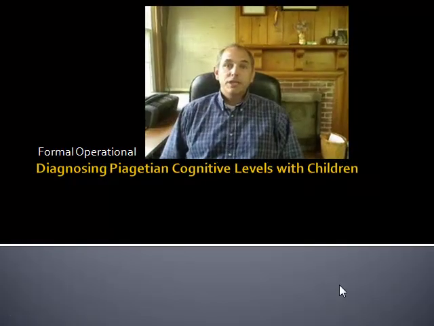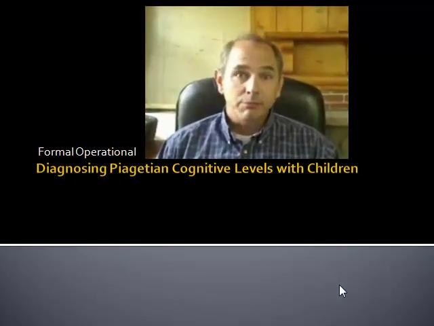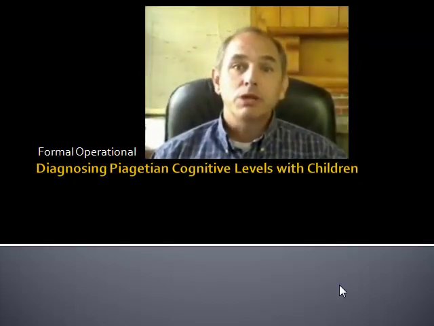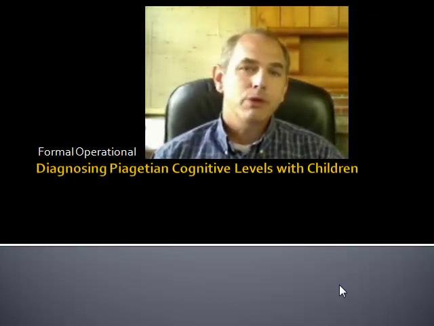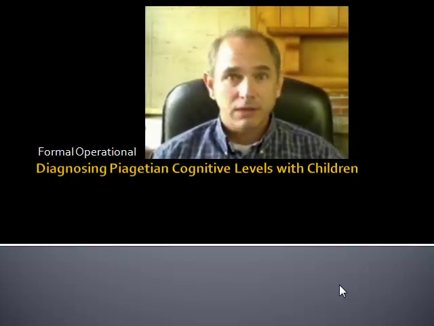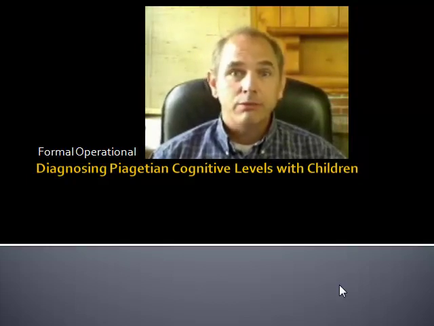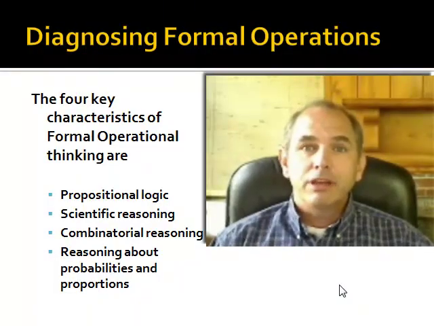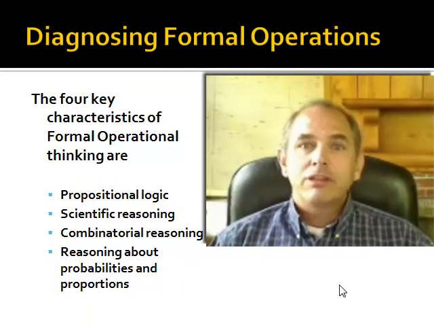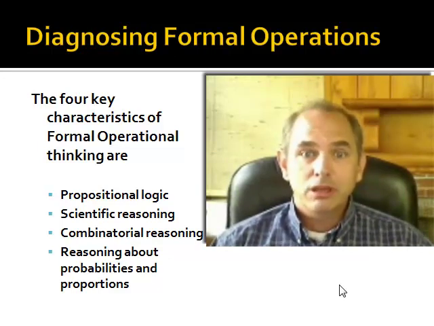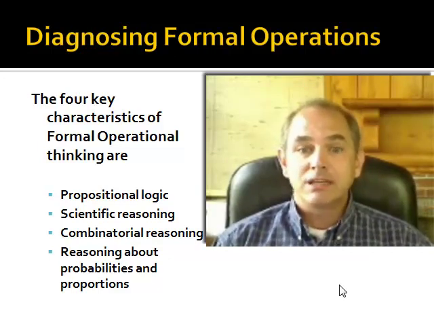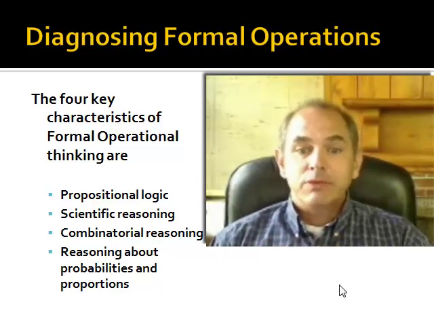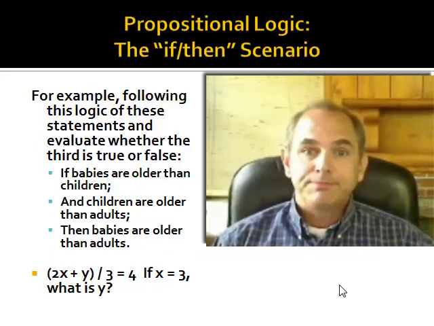The fourth of four stages in Piaget's theory of cognitive development is formal operations. Formal operational thought is the kind that we would expect from students who are somewhere between 11 years of age, give or take. Remember, we give or take with Piaget's theory, from there all the way through adult. And the defining characteristics are that they are capable of propositional logic, they are able to do scientific reasoning, we'll do examples of all of these, combinatorial reasoning, and finally this reasoning about probabilities and proportions.